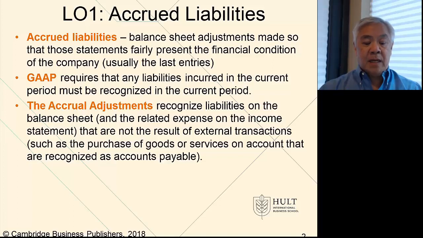When do you owe money? The accrual adjustments then recognize liabilities on the balance sheet and the related expenses on the income statement that are not the result of external transactions. So normally when we receive a good like inventory, we get an accounts payable by way of an invoice. But here we can figure it out on our own.